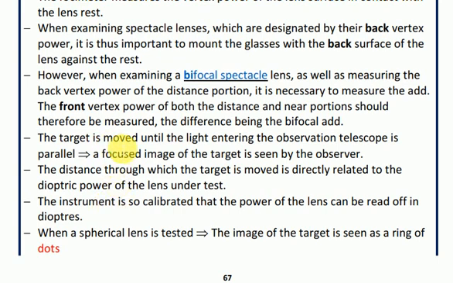The target is moved until light entering the observation telescope is parallel. How will we know that it is parallel? A focused image of the target is seen by the observer. The distance through which the target is moved is directly related to the diopter power of the lens under test. So this will be the diopter power. The instrument is so calibrated that the power of the lens can be read off in diopters. When a spherical lens is tested, the image of the target is seen as a ring of dots.